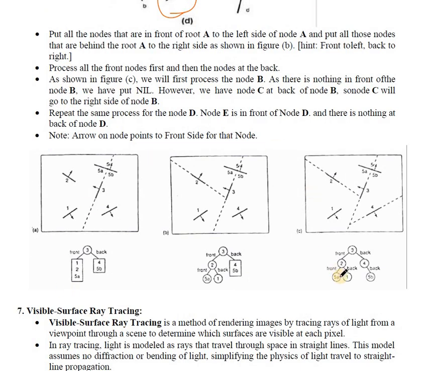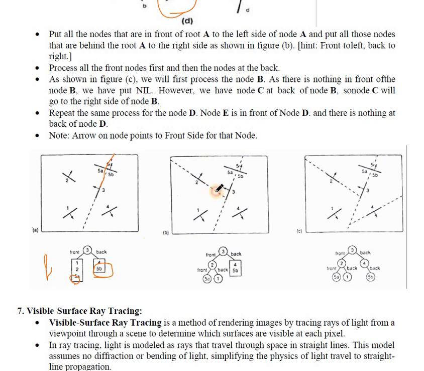Here is one more example. If you carefully observe what is happening, we are starting with the root node that is 3. Now observe very carefully. What is on the front side? 2 and 1. So 2 and 1 go to the front, left hand side. What is on the back? 4. But what about 5? You have to divide 5 into 2. 5A is in front, so 5A goes here. 5B is in the back, so 5B goes here.